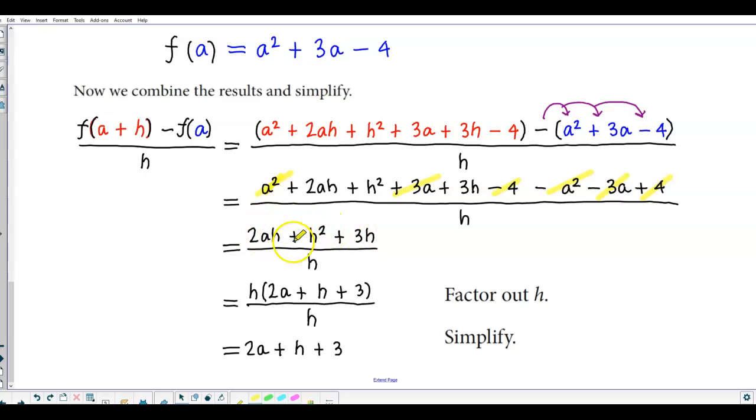And now what's left in the numerator is, can we factor out something that they have in common? Well, each term has an h that we can factor out. So if we factor out the h, then what's left in the numerator is 2a plus h plus 3, divided by h. And so this h, now that we've factored out, we can simplify that. And so the remaining answer is 2a plus h plus 3.